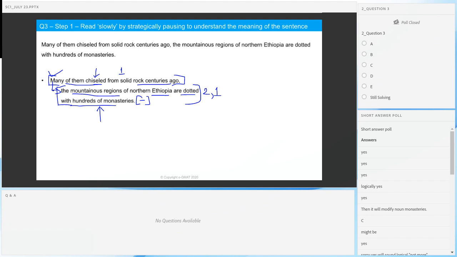Okay, that's one of the ways of correcting the answer choice. And that's what I preempted, that, okay, that's what I need. I need to see many of them chiseled next to hundreds of monasteries. That's my way to evaluate the sentence.